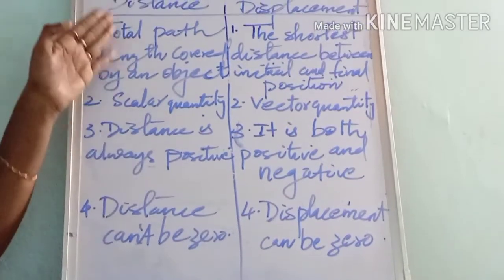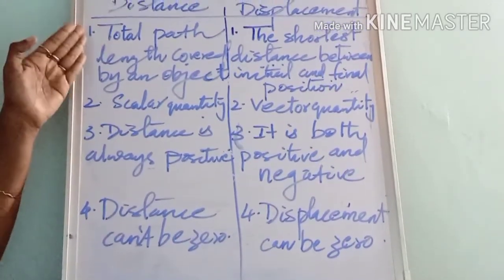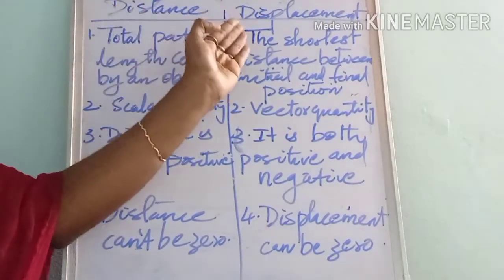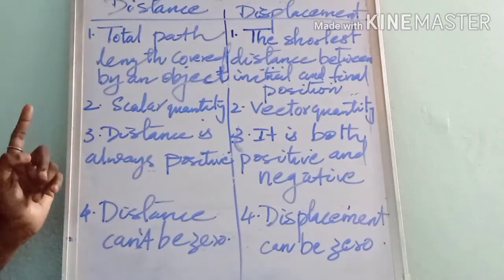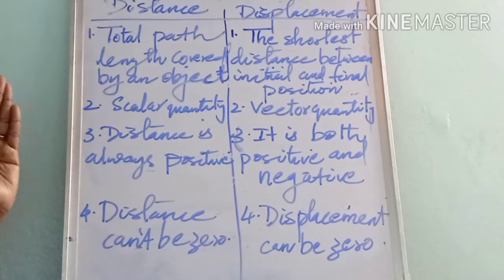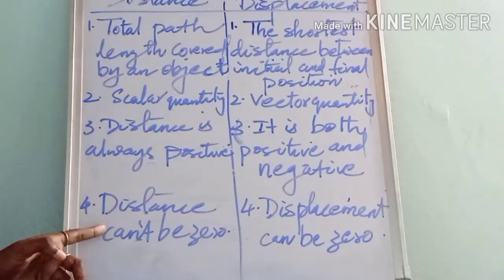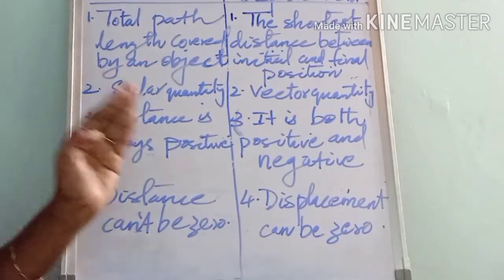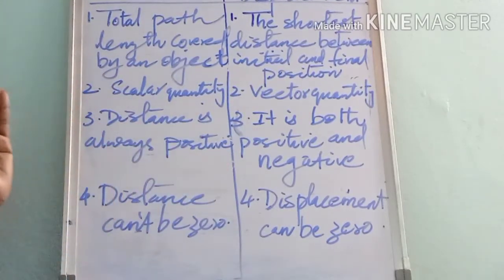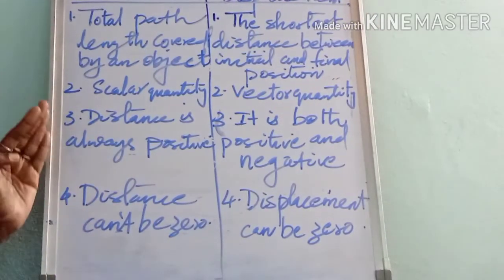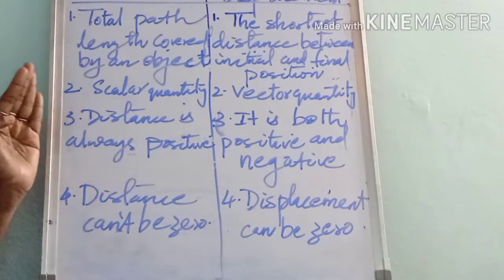Once more, the distance is the total path length covered by an object during its motion. That is called distance. Displacement is the shortest distance between the initial and final position. Distance is a scalar quantity and displacement is a vector quantity. Distance is always positive, but displacement is both positive and negative. Distance cannot be 0, and displacement can be 0 if the initial and final position coincide. That is the difference between distance and displacement.